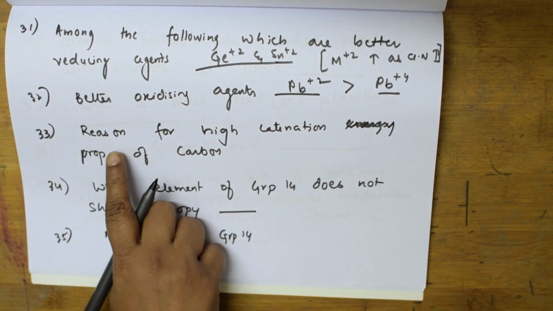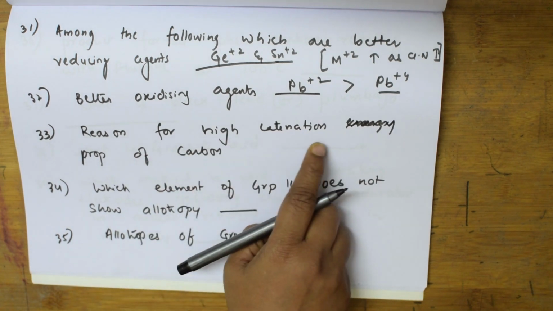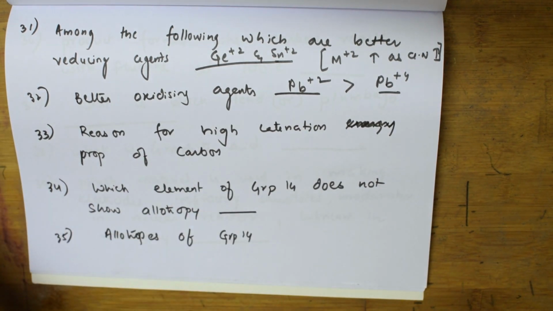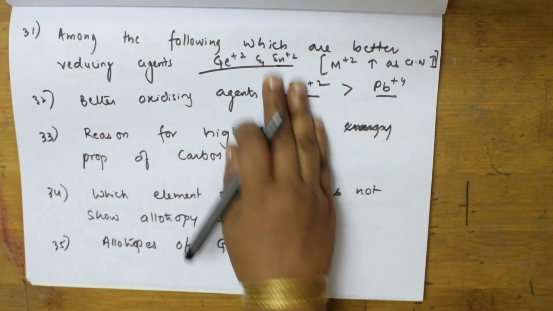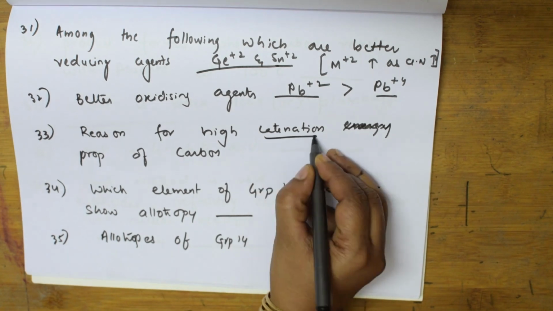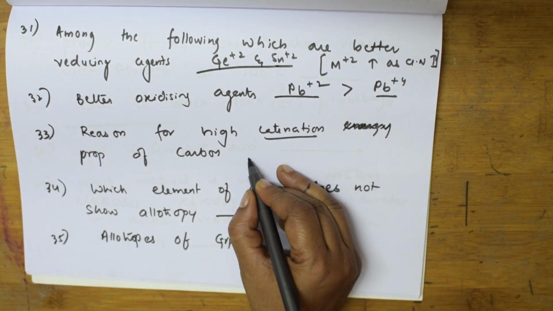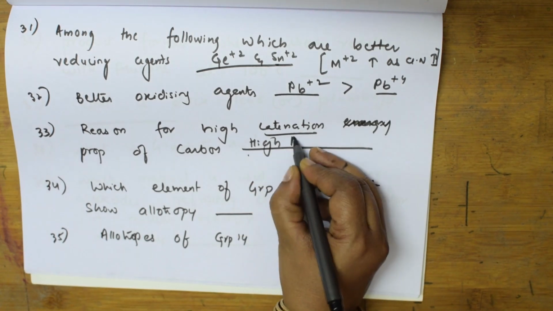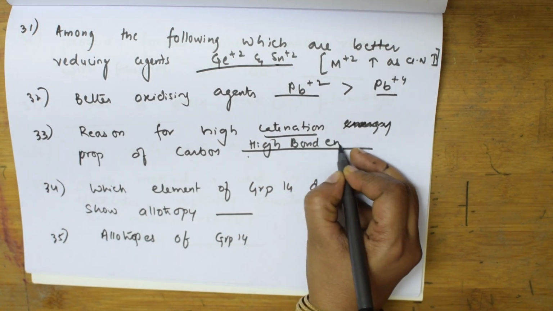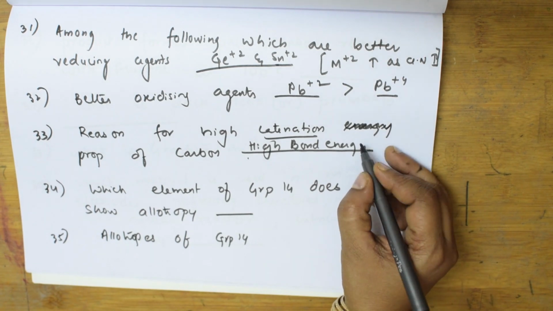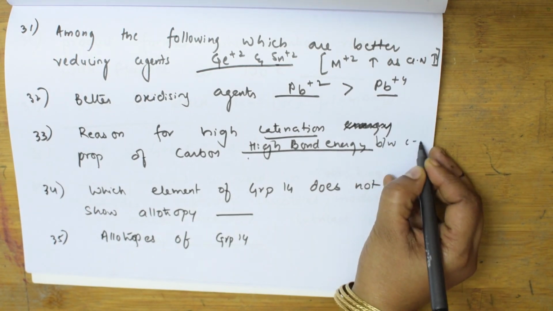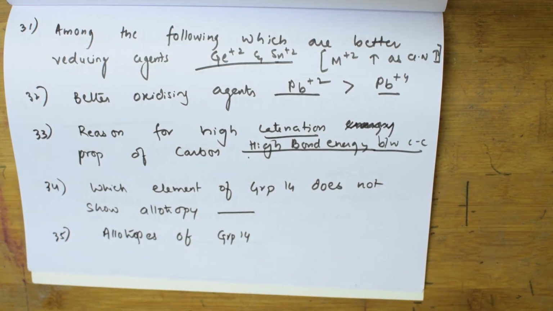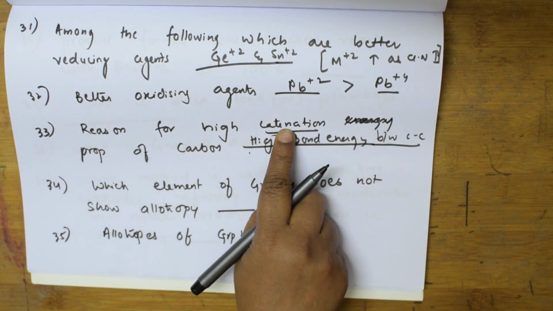Right. Now, next question. Reason for high catenation property of carbon. So basically, we very well know self-linking property of carbon, isn't it? What is the reason? Basically, for showing catenation property, the first important thing which you have to remember is high bond energy. High bond energy. This is the main important thing between carbon and carbon. If high bond energy is there between carbon and carbon, they show catenation property.